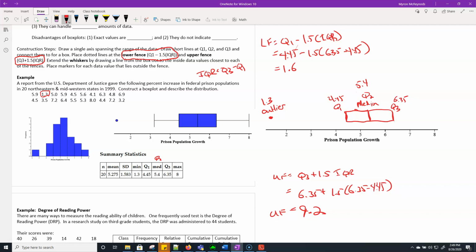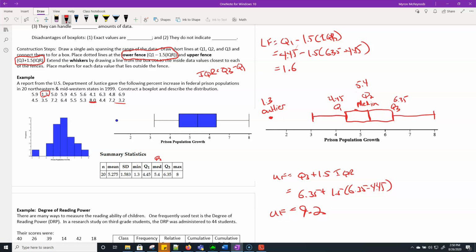Now our whiskers, that we draw next, you draw a line from the box out to the inside data value that is closest to each of the fences. So what is the lowest data value that is not an outlier? What's the next lowest after 1.3? I see 3.2. So that would be the lowest. 3.2 is where you would draw your whisker, like that. And what is the highest one? It is 8.0. And see, that's where it is on there too. I would draw a whisker. And that would be the highest piece of data that I have.